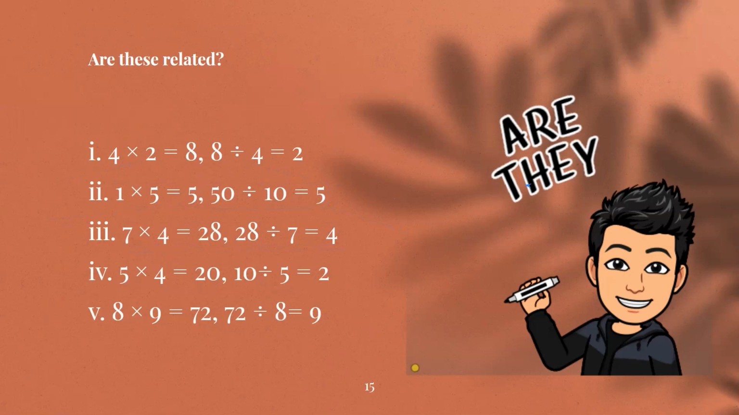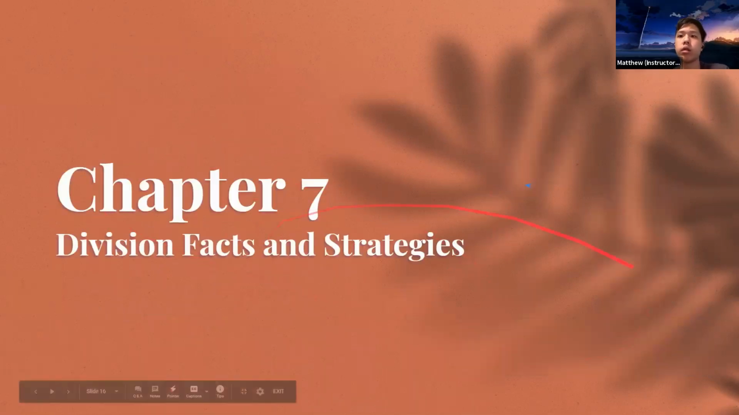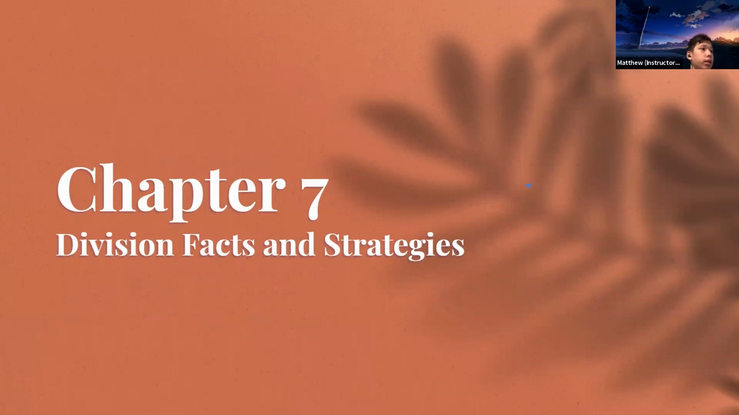Now, let me change to my mouse. So, let's go to chapter 7. Division facts and strategies. We might need to stop in the middle of this and continue it later, as this is a long chapter. But I think that's alright. We can pick up on this tomorrow.